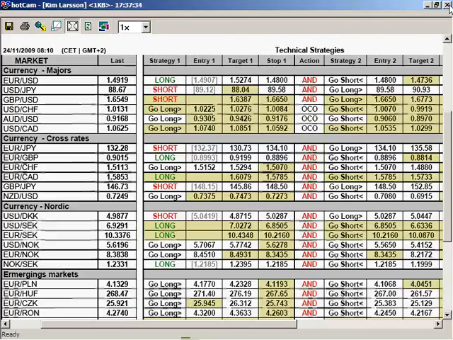But if you had opened the long position when we did it a couple of days ago, we opened it at 149.07. Then our risk would have been 0.7% and a reward of 2.5%.